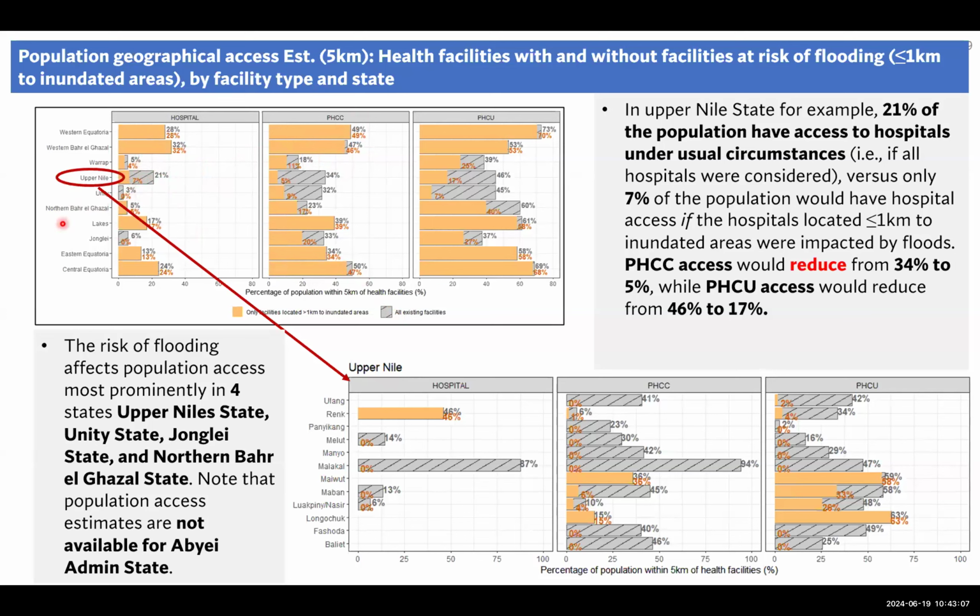So zooming into Upper Nile, for example, you'll see here how that would be impacted. You see there's a critical drop. For example, in hospitals, the number would drop from the current 21% to about 7%. A similar scenario is noticed in the primary healthcare centers, where there's a massive drop from 34% in the current setting to about 5% in case these facilities are affected.